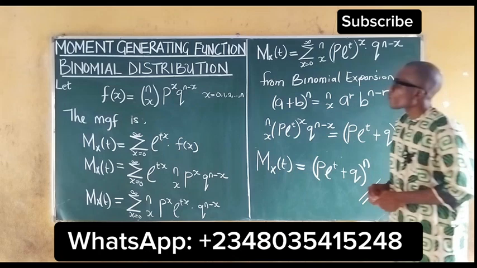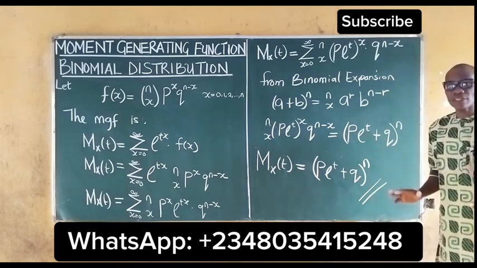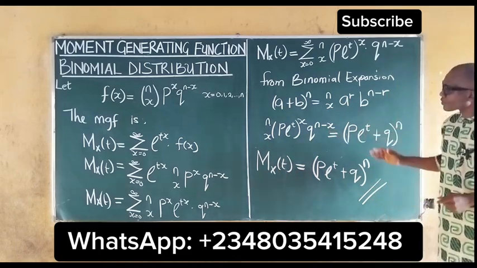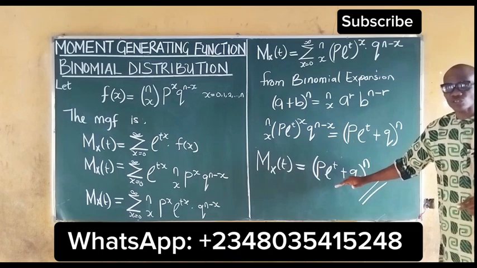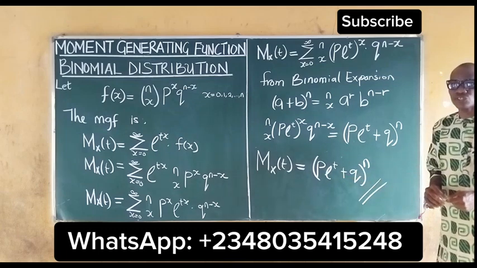If you want to go through this, it is quite easy. Just follow the procedures and you arrive at this. And this becomes the moment generating function for the binomial distribution.